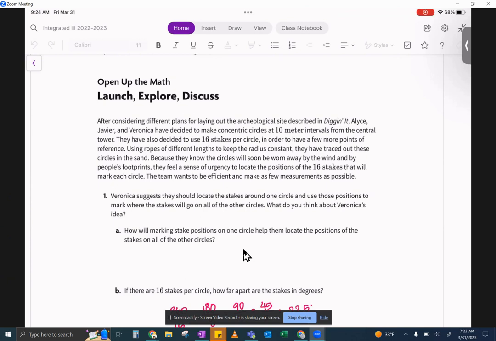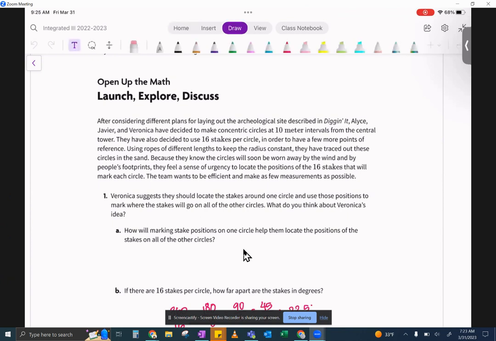Okay, so now that you've read it, I'm going to read it to you. It says, after considering different plans for laying out the archaeological site, Alice, Javier, and Veronica have decided to make concentric circles at 10 meter intervals from the center tower. Again, a reminder of concentric circles looks like this, like a target symbol, where you have circles that have the same center.